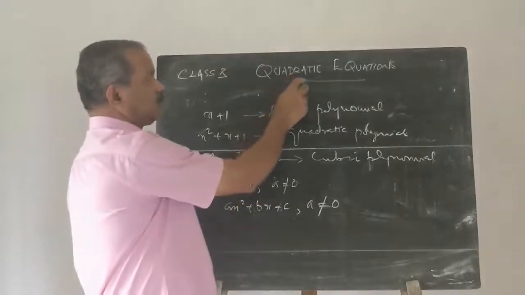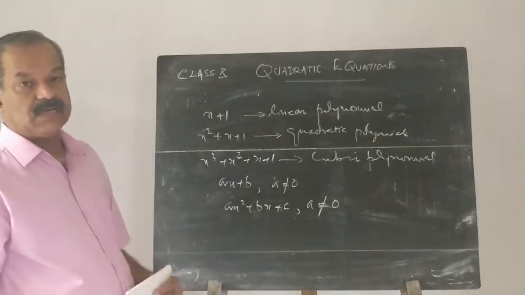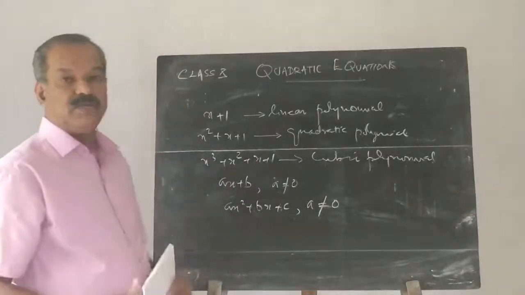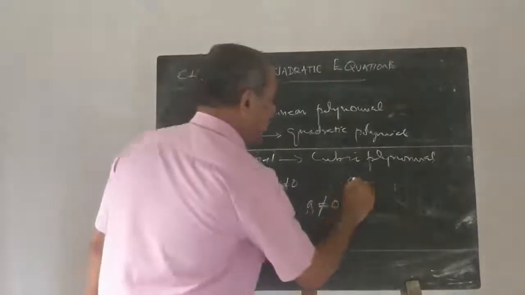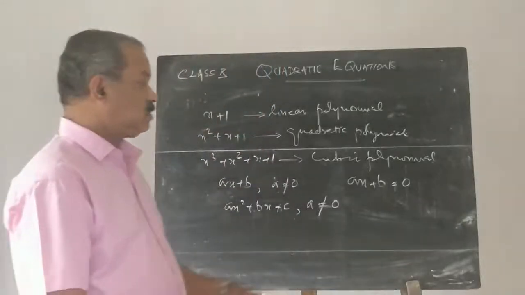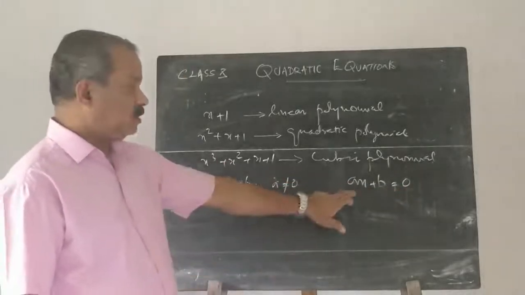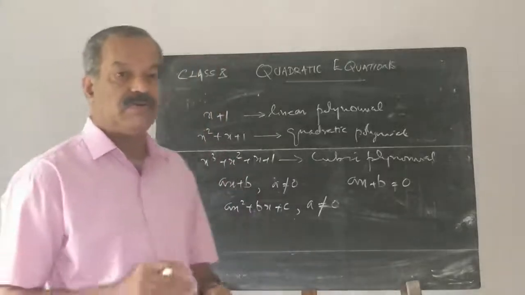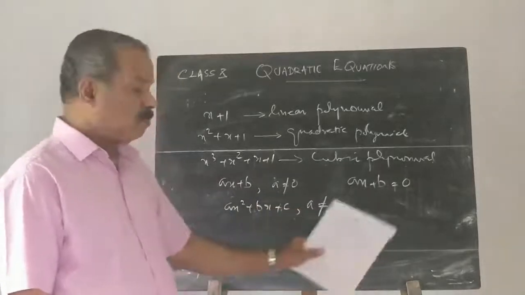Now we are going to discuss quadratic equations. What is a quadratic equation, or how will you change a polynomial into an equation? Linear polynomial: if ax plus b equals 0, then this becomes an equation. ax plus b equals 0 is a polynomial equation. It is a linear equation. We have already learned about linear equations and how to solve them.